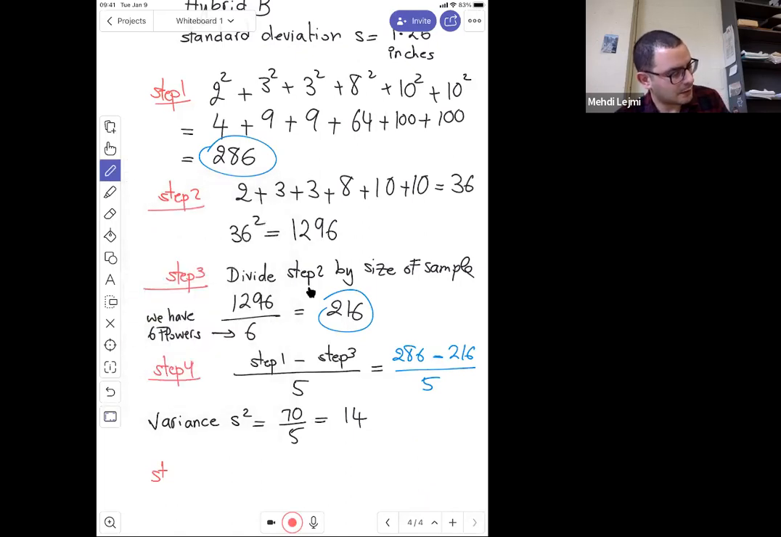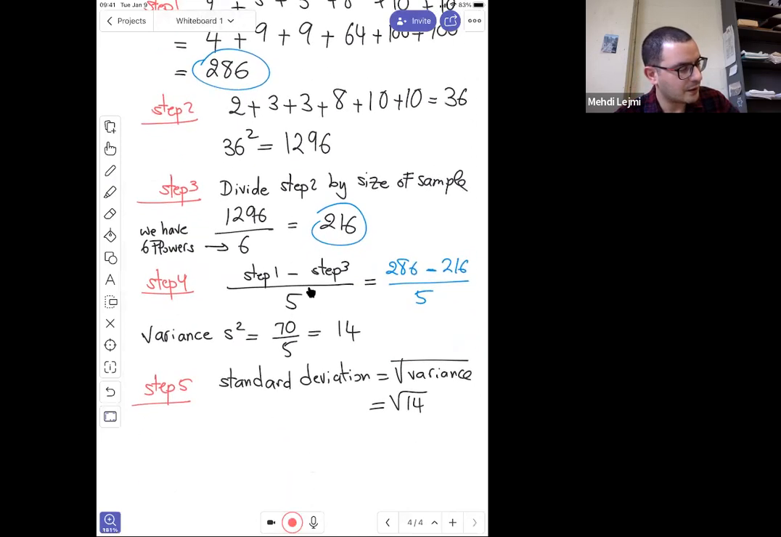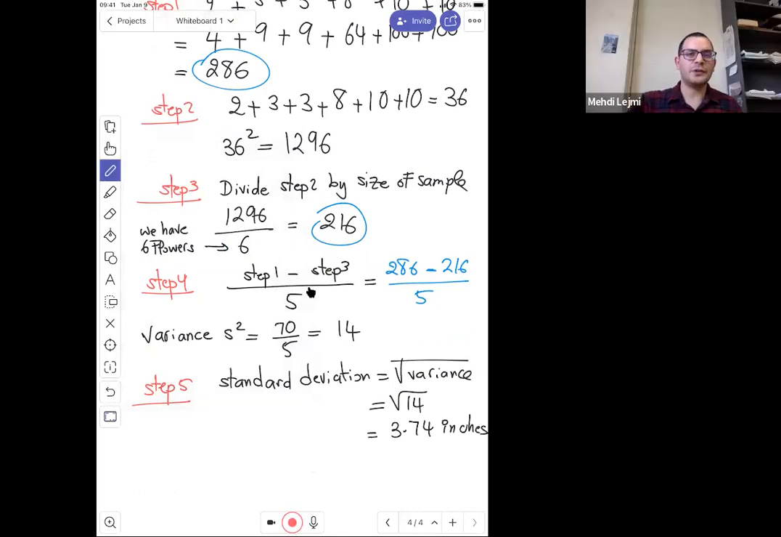So yeah, step 5, standard deviation is the square root of the variance. So it's the square root of 14, which is 3.74 inches. And how'd you get the 3.74? You take the square root.